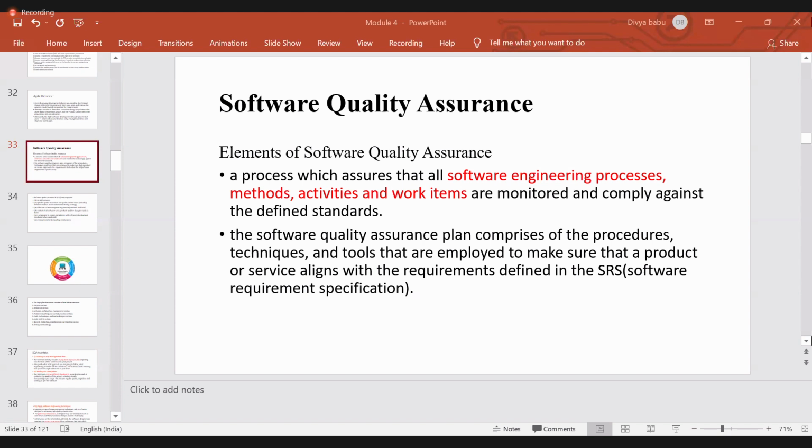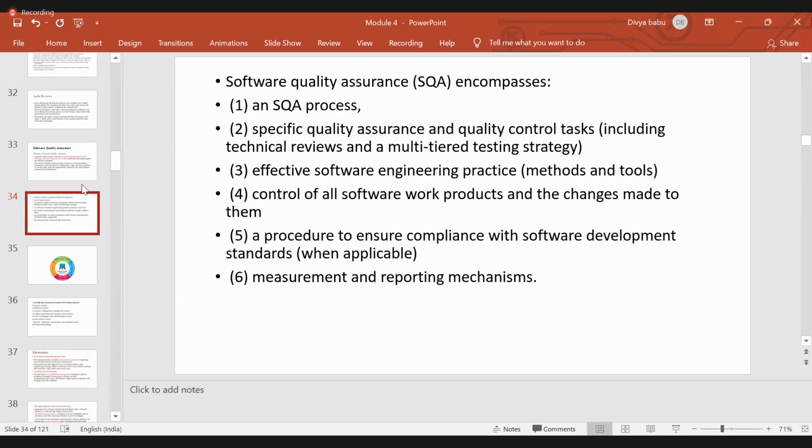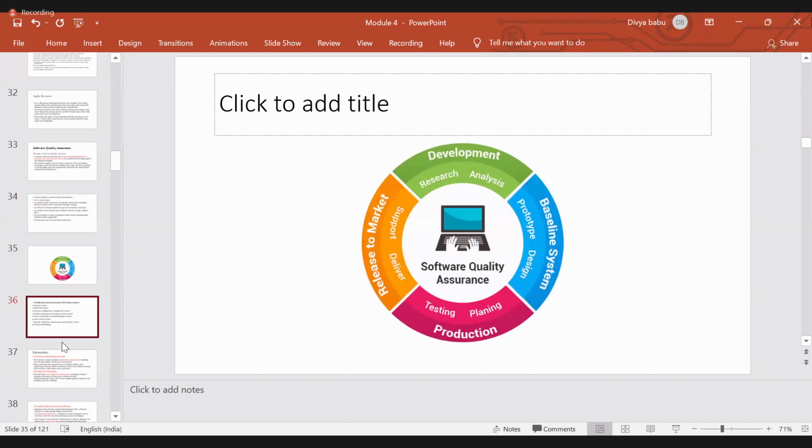So the software quality assurance plan contains the procedure you need to follow, the techniques, and the tools you need to use to get a good quality software; that part was discussed. Then it contains these things: SQA process, specific quality assurance, effective software engineering practice, methods and tools, and software work products, compliance, measurement and recording mechanisms are part of software quality assurance.